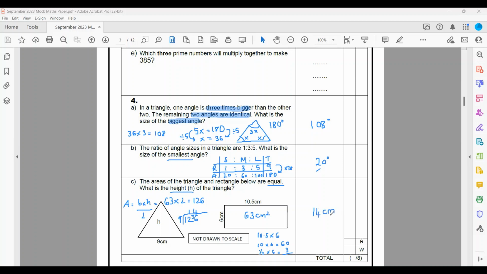So just remember the formula to find the area of a triangle. And if we know the area, we can do the inverse. We can work through the equation in the opposite direction to find our missing value for the height.